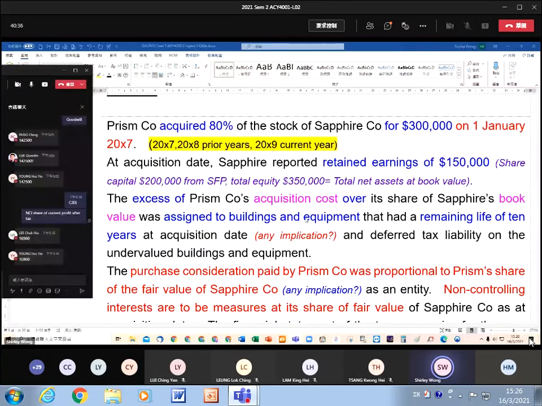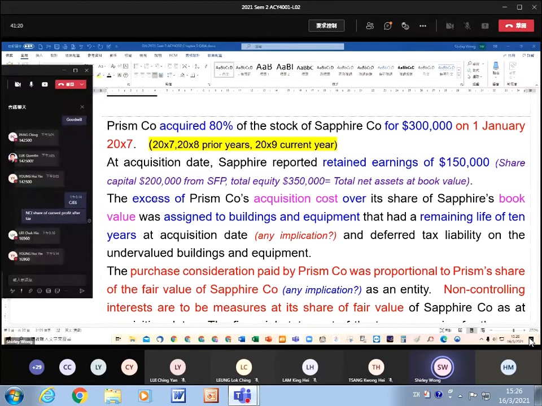What does it mean? It means that there is a fair value difference, and you need to find out the fair value difference yourself. How do you find it? You need to compare two figures. The first figure is the acquisition cost, that is 300,000 for 80%. The second figure is the book value. The total book value is 315,000, but you only own 80%, so you need to find out 80% and then compare it with the 300,000. The excess represents the change of fair value of the building and equipment, which is the fair value difference. So you need to calculate it yourself. I leave it for you to do later.